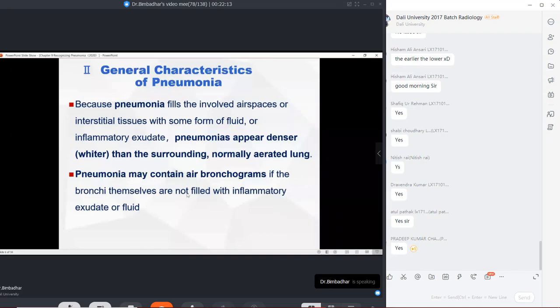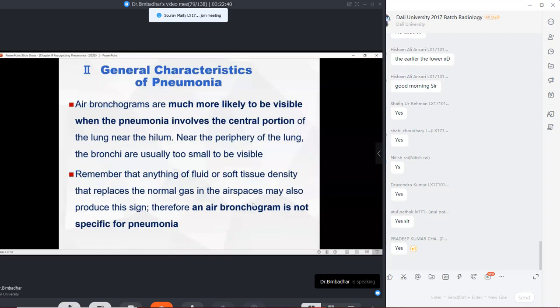But first see that in an air bronchogram, the bronchi themselves are not filled up with this inflammatory fluid, whatever has been released by the pathogen. Okay, so the bronchi are quite clear. Alveoli are filled up with an inflammatory exudative fluid. Okay, that's how it happens, right? Air bronchograms are more likely to be visible when the pneumonia involves the central portion of the lung near the hilum. Okay, just remember one typical thing here.